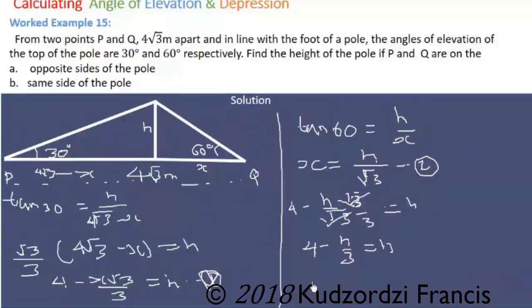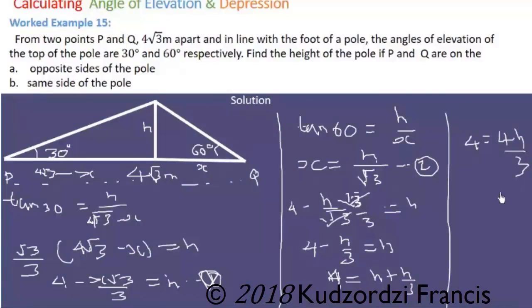So we now solve for h. We group like terms to obtain 4 is equal to h plus h over 3. And this will give us 4 is equal to 4h over 3. So this will give us h is equal to 3. So the height of the pole is 3 meters.